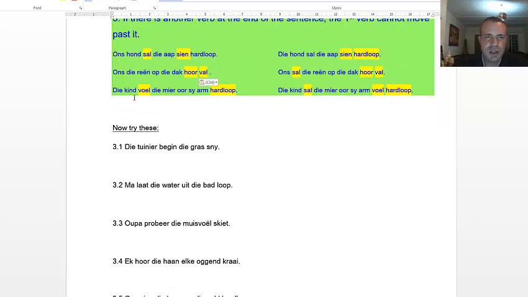Third example, die kind voel die mier oor sy arm hardloop. The child feels the ant running over his arm. So there's hardloop. Okay, you need to see that there's a verb. It's not going to be highlighted in the test. Okay, so there you move it and it can't move over hardloop and you put a sol there. Happy.